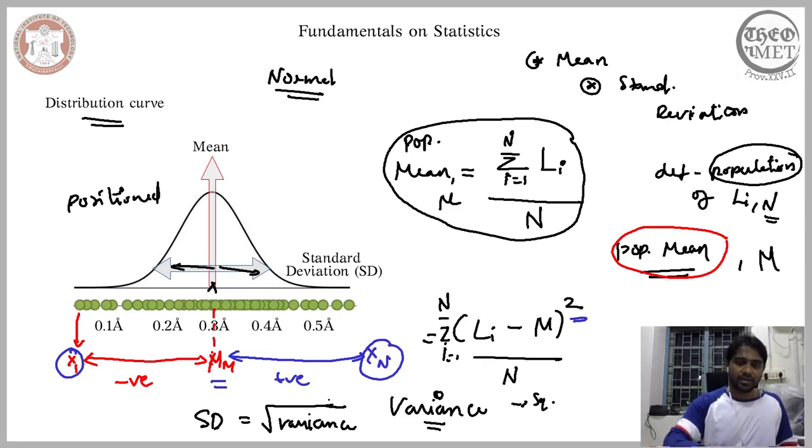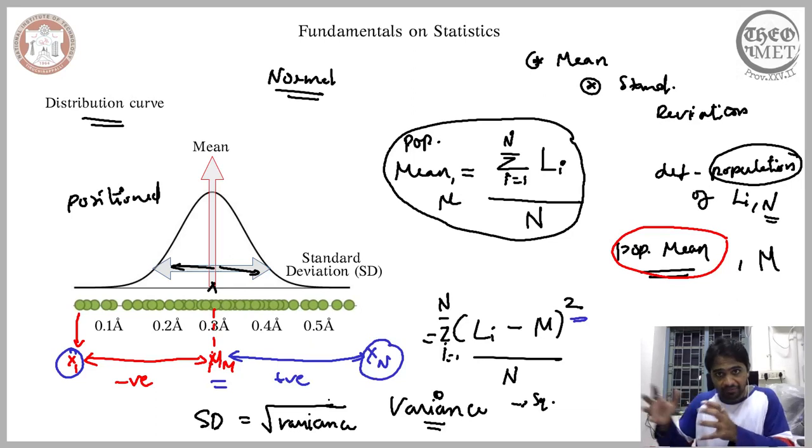So what essentially we have is a mean, which is nothing but the average of all the different lattice parameters that we have measured. That is what we refer to as the mean, and this mean is a population mean because we are calculating it from the population. Given a population of size n, in which we have n different lattice parameters, from that we calculate the mean, and that is referred to as the population mean. And this population mean gives us an idea about where the curve is positioned.